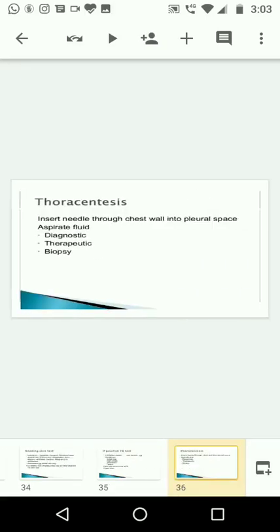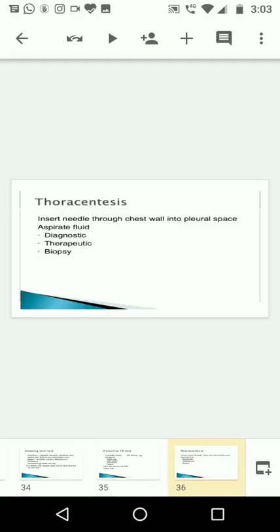After that, next is thoracentesis. It is a diagnostic procedure, or a therapeutic or biopsy procedure can be done with it. It is done by putting a needle through the chest wall into the pleural space to aspirate the fluid. It is done for diagnostic means, or therapeutic, or for biopsy.